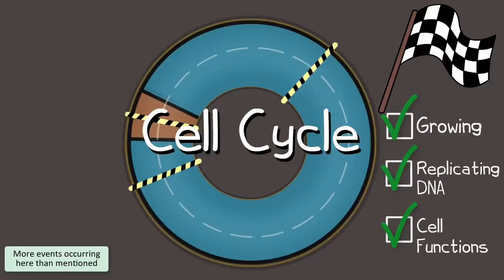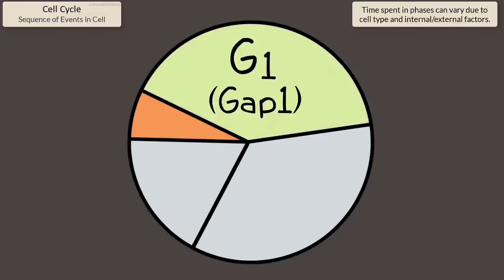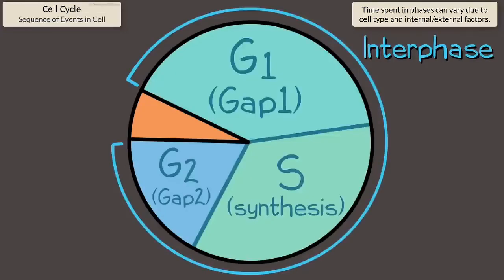To better understand those checkpoints, let's further divide this cell cycle pie chart. We have G1, S, G2. All three of those are part of interphase.